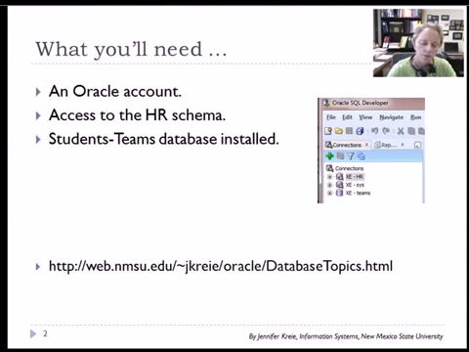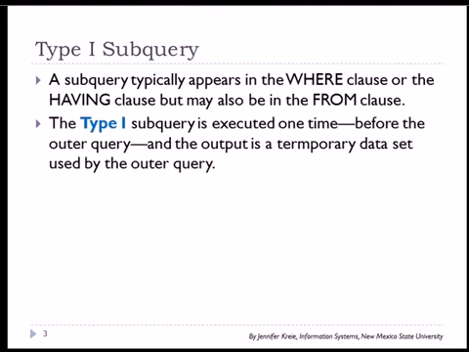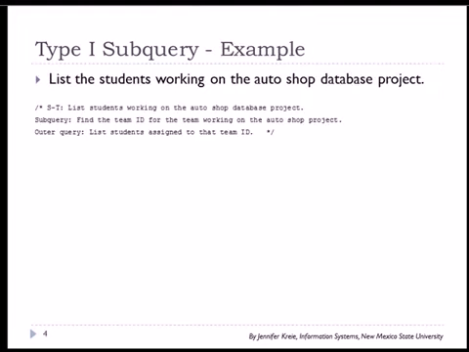So let's look at type 1 subqueries. A subquery typically appears in the where clause of a query or in the having clause when you have a group by, but you may also see it in the from clause, and you'll see that in a later video. The type 1 subquery is executed one time before the outer query runs, and so what you get is a temporary data set that the outer query uses. So let's look at a simple example.